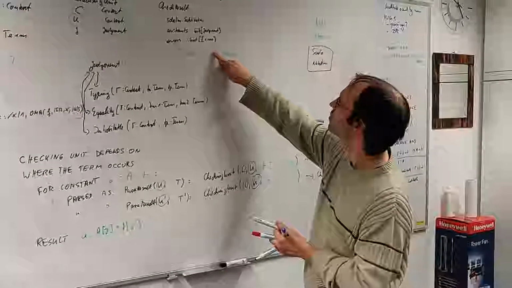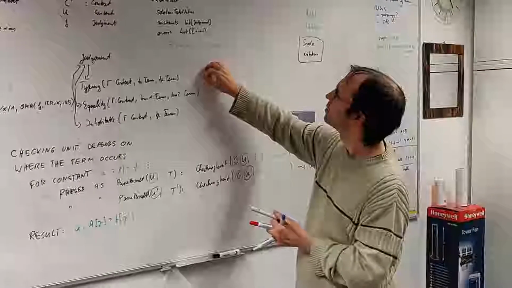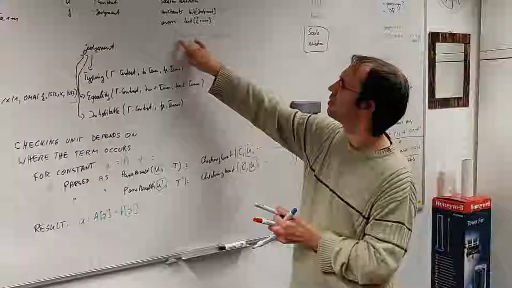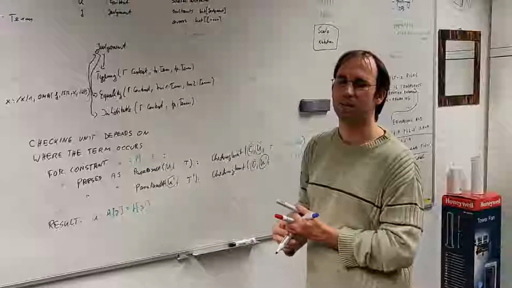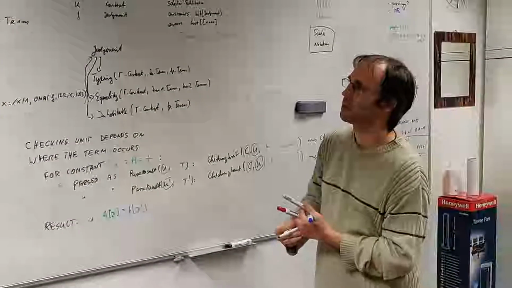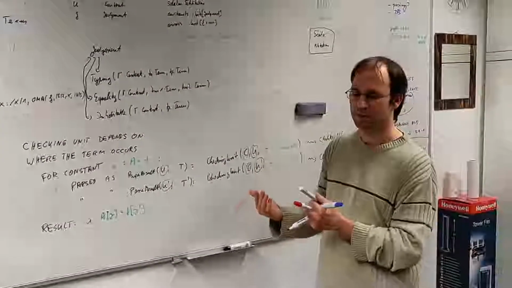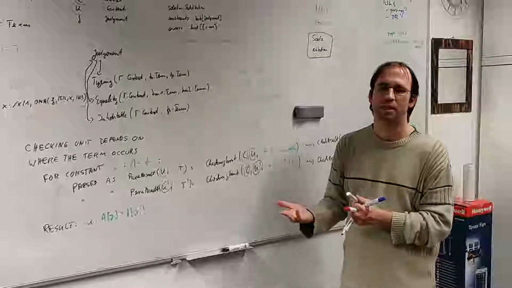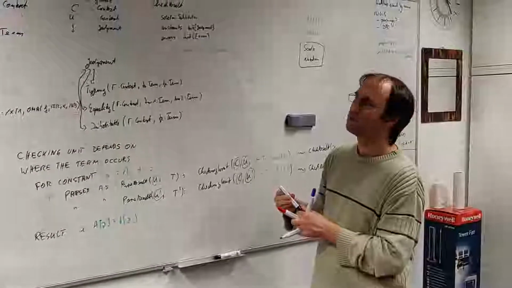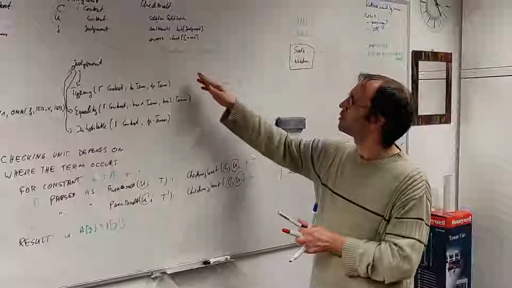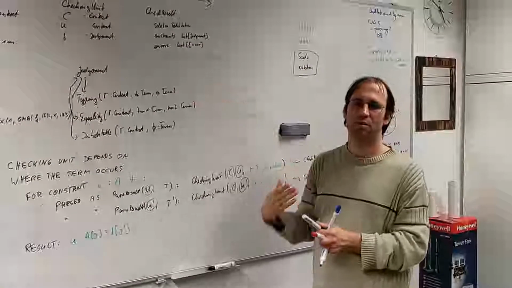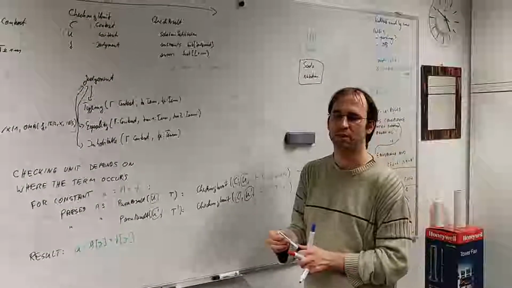So the idea is if there's more than one substitution, that means the input is ambiguous, so it's rejected as a mistake. Or if the solver cannot find a solution, then the input is also rejected as underspecified.